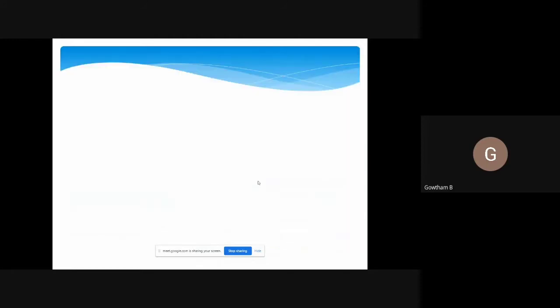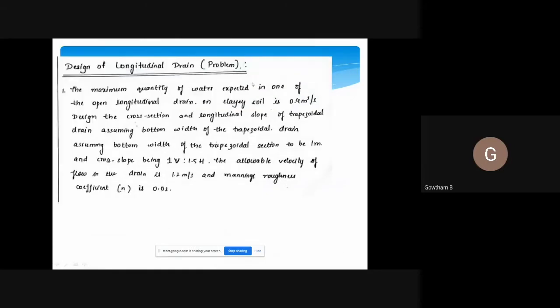In this presentation, I am going to cover how to design a longitudinal drain for highways. Whenever you start any design in civil engineering, the first thing required is certain data. For that data, you have to design the given structure.